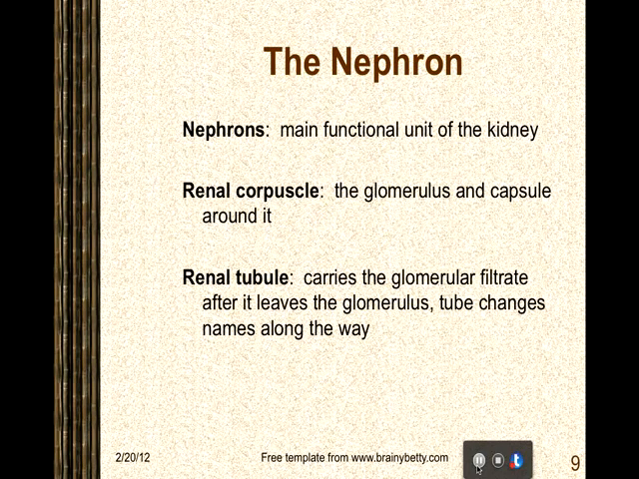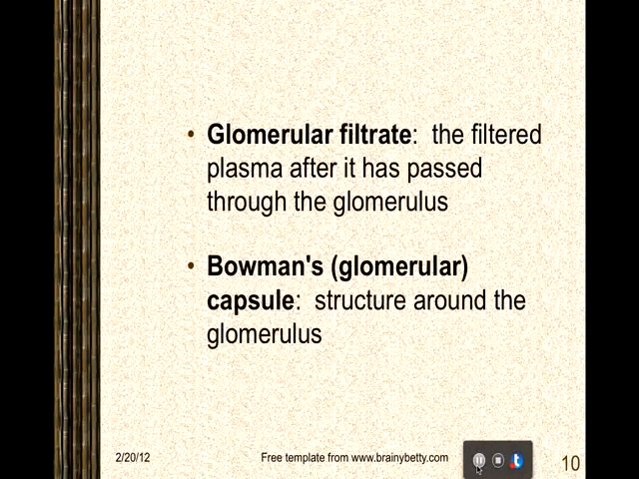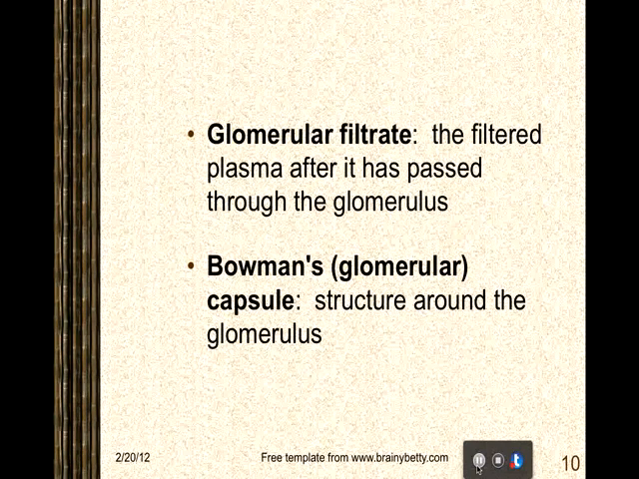The renal tubule carries the glomerular filtrate after it leaves the glomerulus. This tube will change names as it moves along. The glomerular filtrate is filtered plasma after it has gone through the initial filtration by the glomerulus. Here it removes the cells and other large molecules.